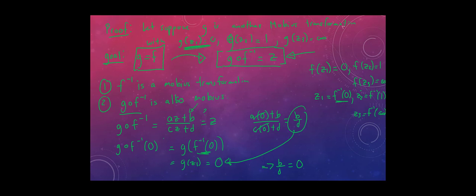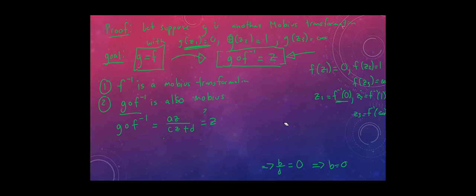Now, if b over d is 0, well, multiply both sides by d, we get b is equal to 0 as well. Okay, so really our Mobius transformation here doesn't actually include a b now. We know b is 0. So our Mobius transformation has to look like that. All right, next step. Let's plug in 1.